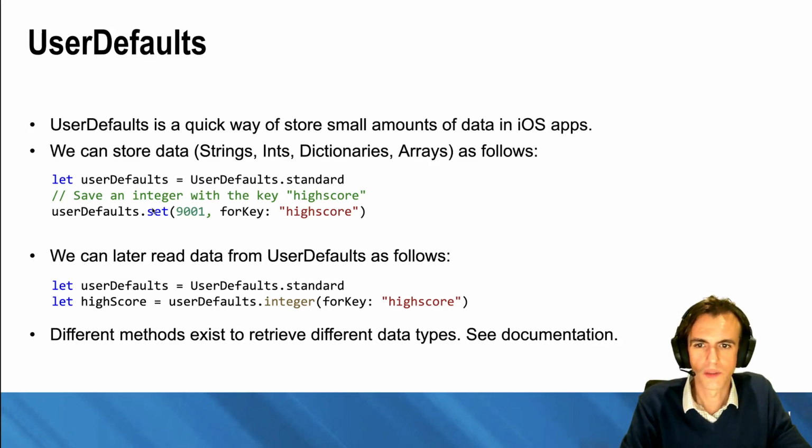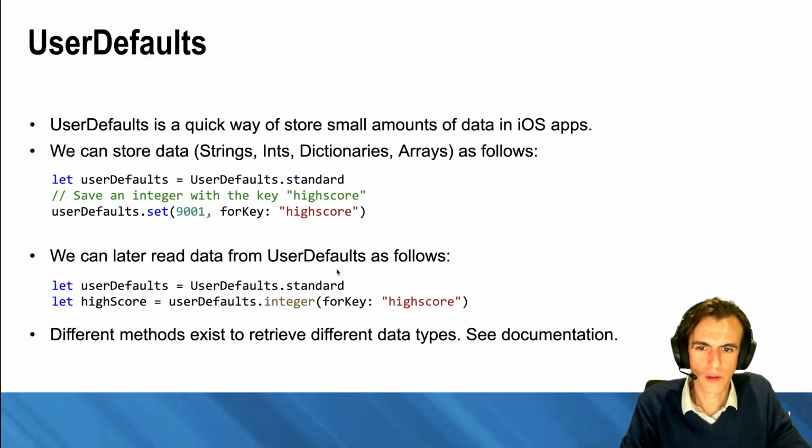And then it's really simple. Basically, user defaults is a dictionary, and we store something in there using a key, in this case a string, high score, and we're storing just an integer value, 9001, someone's score in a game, for example. And then when we want to retrieve the information, we need to use the same key.